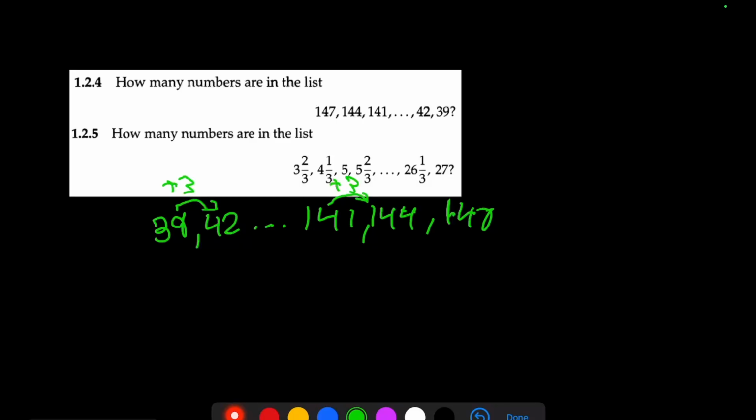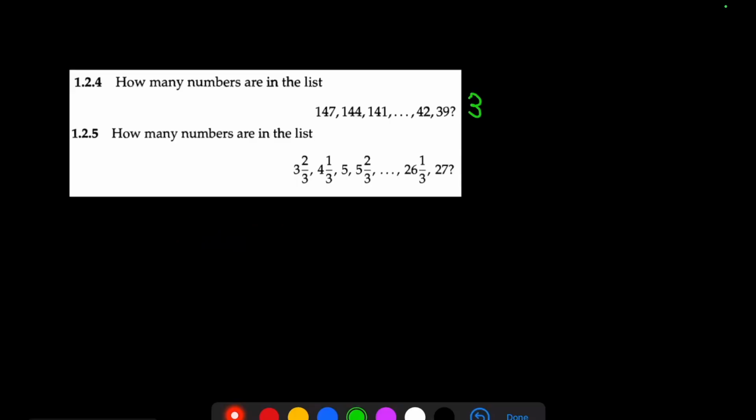So let's just divide the entire thing by 3. You get 13, 14, up to 47, 48, 49. We can count this without too much work. We get 49 minus 13 plus 1, or 36 plus 1, which is 37.